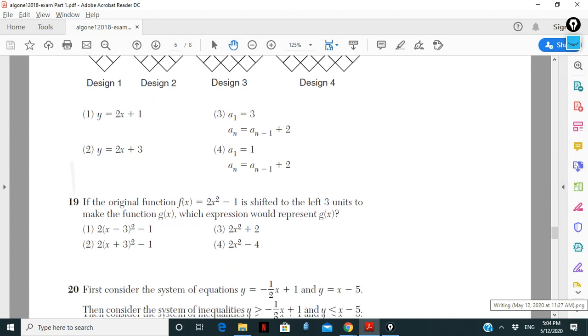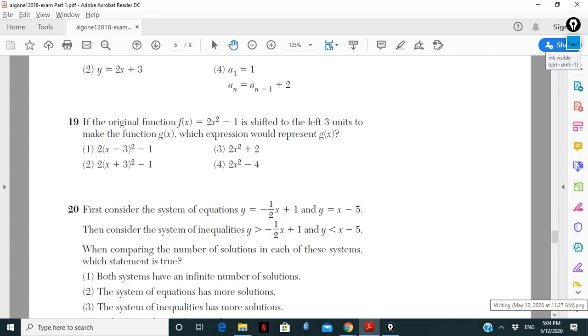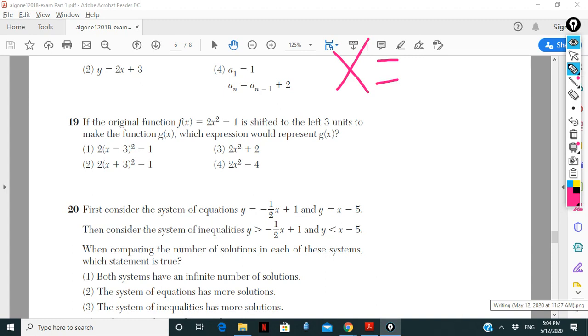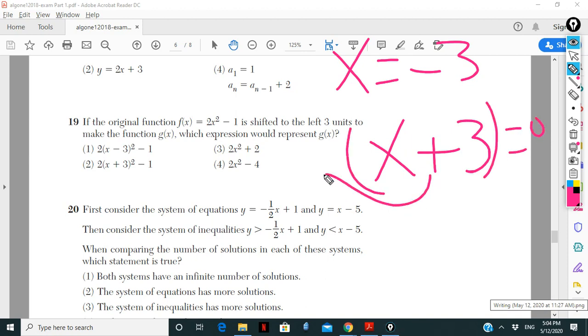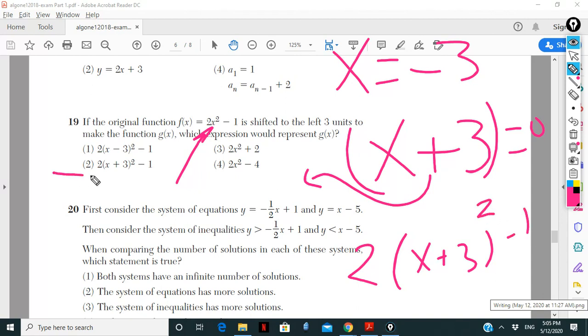Question 19. If the original function f(x) equal to 2x squared minus 1 is shifted to the left 3 units to make the function g(x), which expression would be the result? I said x should go to the left, so plus 3 inside parentheses. That's going to replace the x. So it should now be 2(x plus 3), I replace the x here, squared, minus 1. So the answer here is 2.